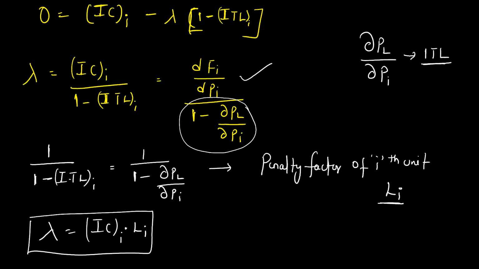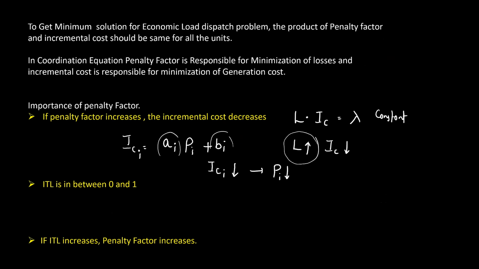What is penalty factor? What is incremental loss? And what is the relationship between those? So here, as you can see, as penalty factor increases, the incremental cost will decrease. As incremental cost decreases, the generation of that particular unit will decrease, in this coordination equation.